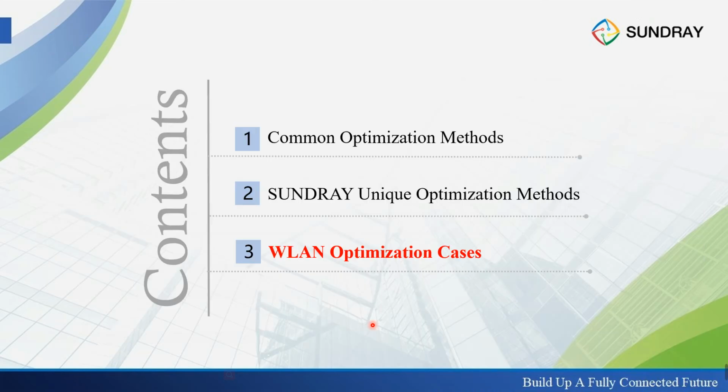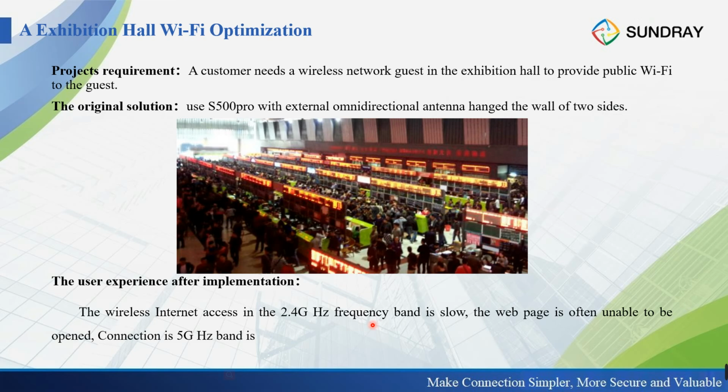Third part is the WLAN optimization cases. Here we share the two cases. First one is a project in the exhibition hall. Here we provide the public Wi-Fi for the guests. For the original solution, we use the S500 Pro with the external omnidirectional antenna.